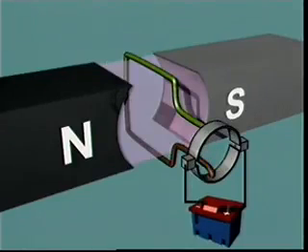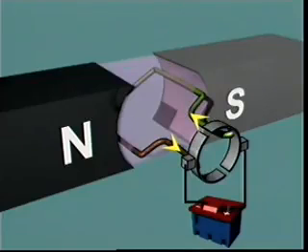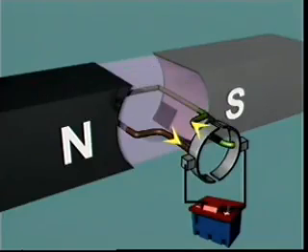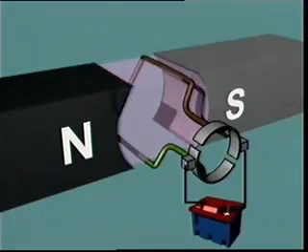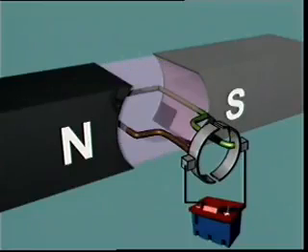When the loop passes the point where the field is no longer being cut, the momentum of rotation carries the loop and the commutator segments over, so that the brushes maintain current flow in the same direction in each side of the loop relative to the stationary field. This process will maintain a consistent direction of rotation of the loop.